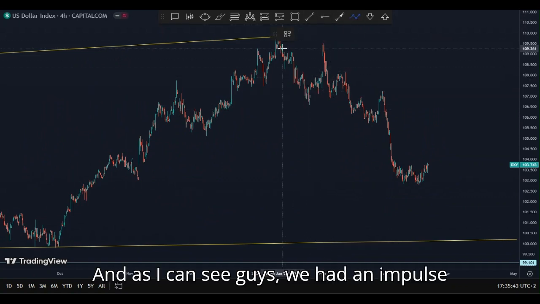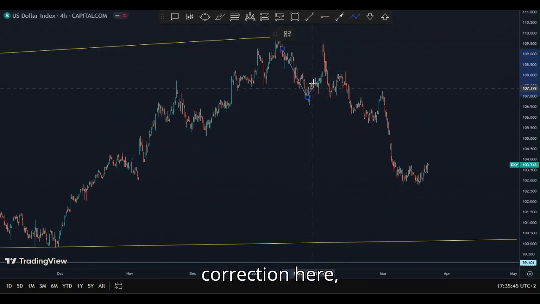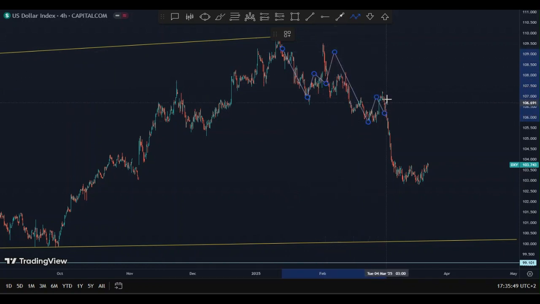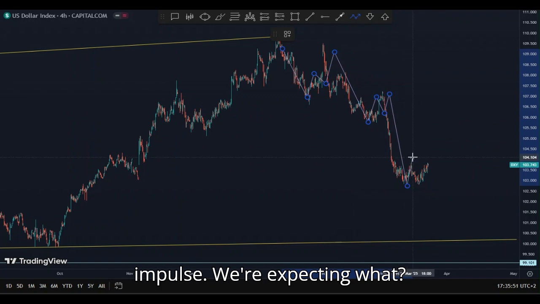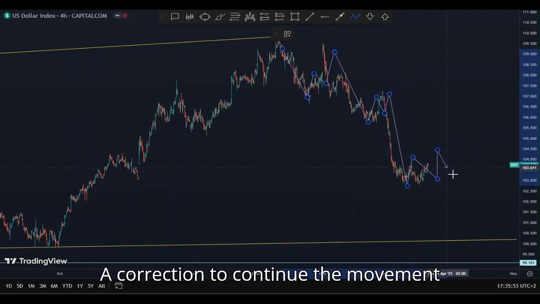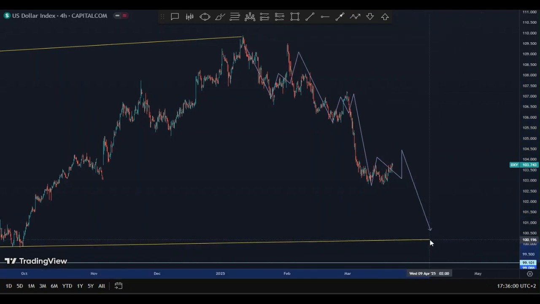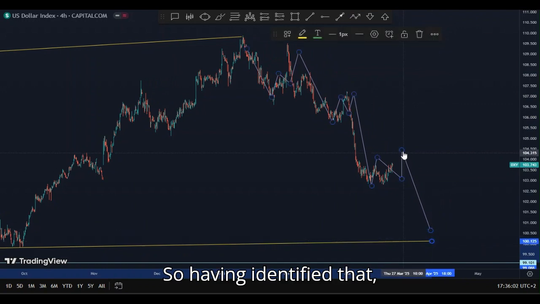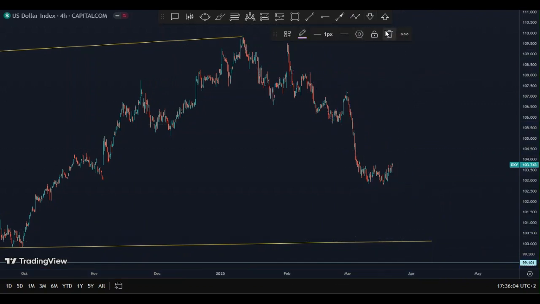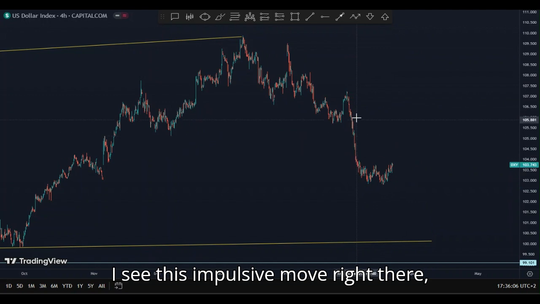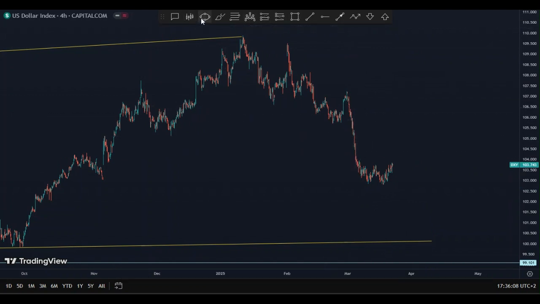and as I can see, guys, we had an impulse correction here, impulse correction here, impulse. We're expecting what? A correction to continue the movement to the downside, right? So having identified that, I see this impulsive move right there, this one.